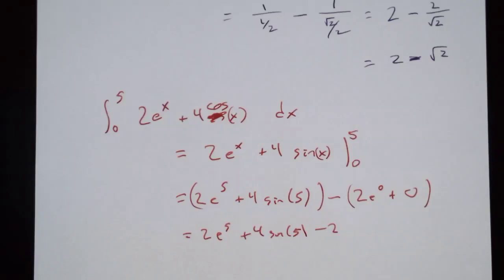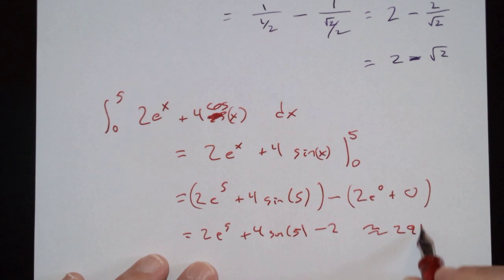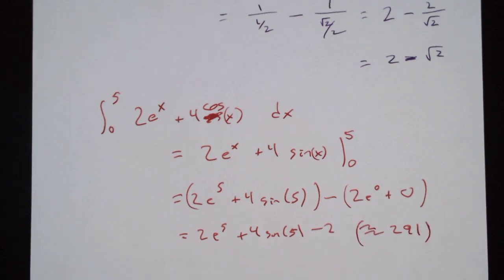Now, if you want to give me an approximate value for this, you could plug this into your calculator and tell me this is roughly whatever it turns out to be, roughly 291. But if I want an exact answer, I want you to leave it like this. Questions?